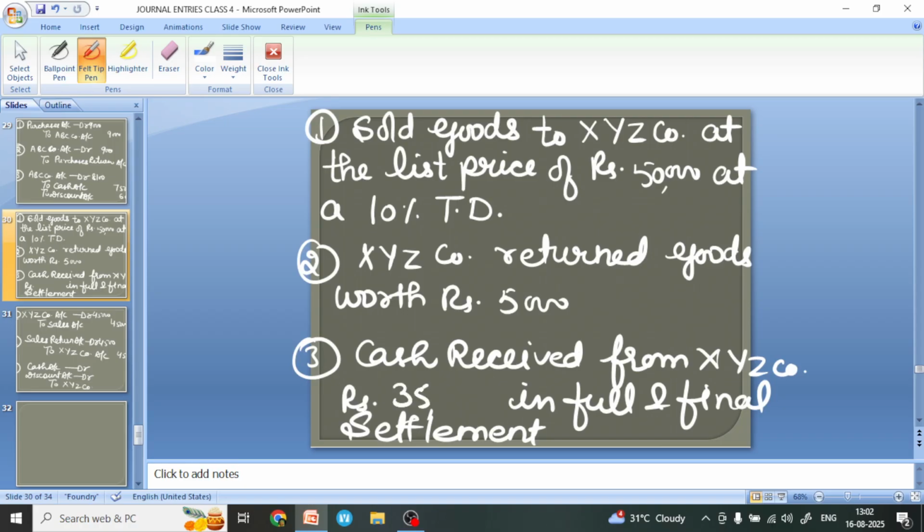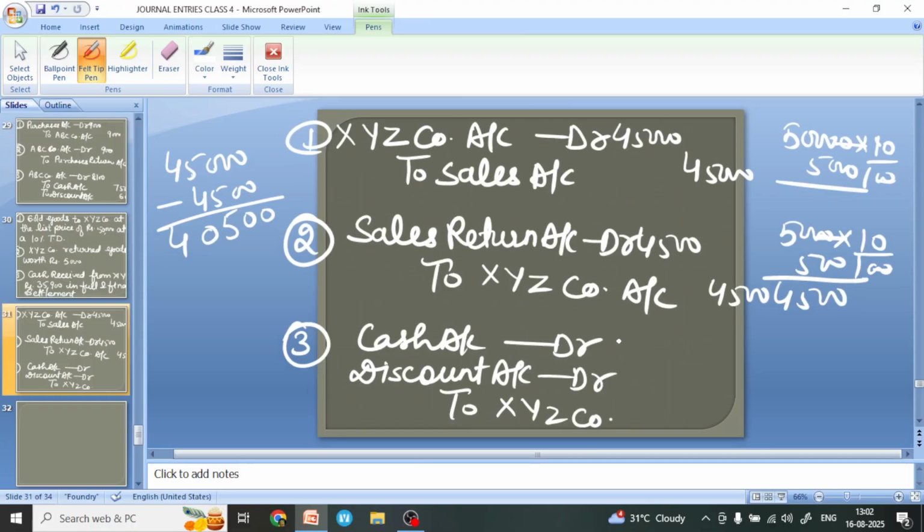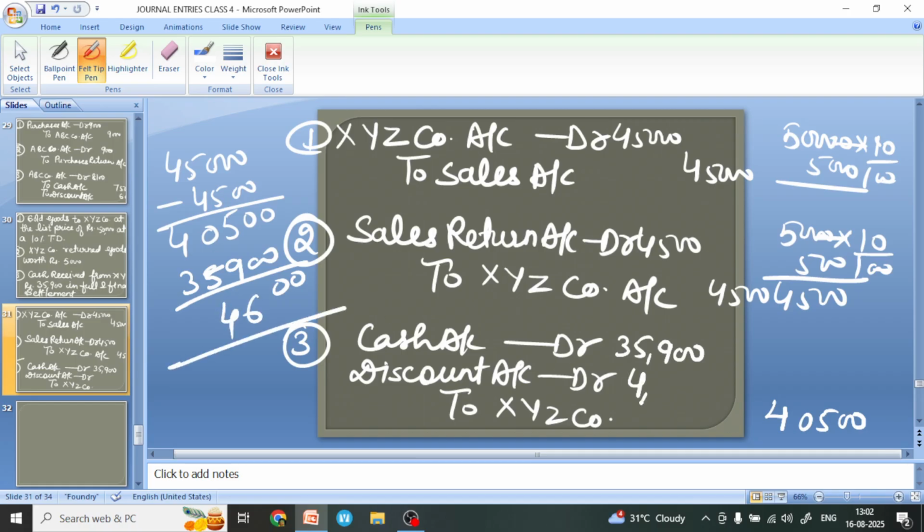And here we will take, I received approximately 35,900. Received amount 35,900, and the remaining amount is 40,500 minus 35,900. 15 minus 9, 6, 9 minus 5, 4. 4,600 discount allowed.